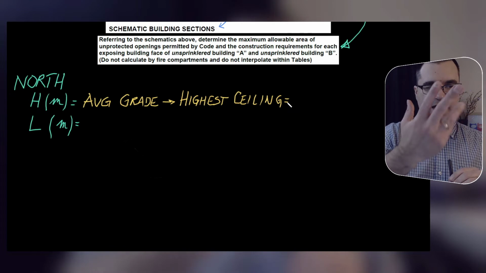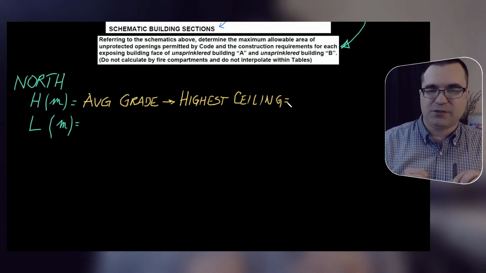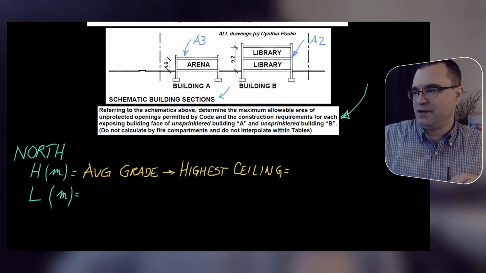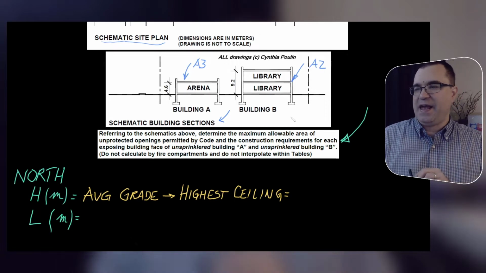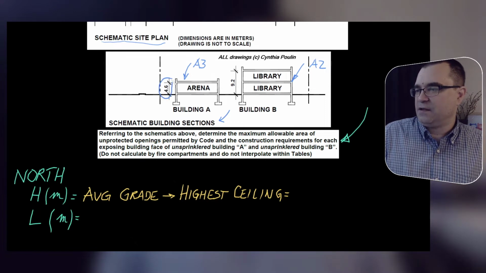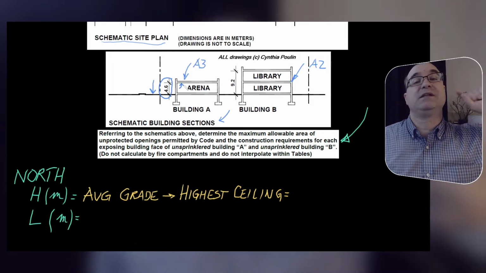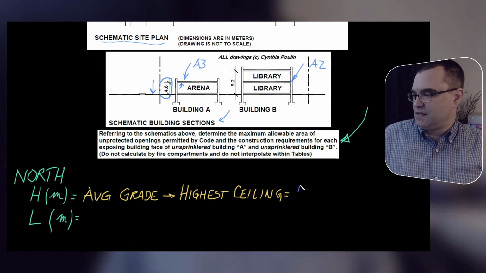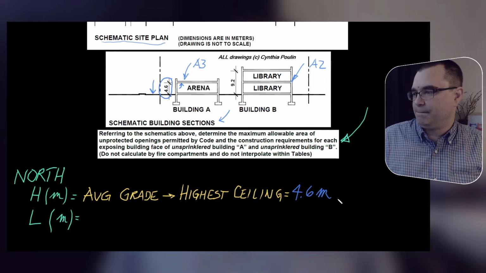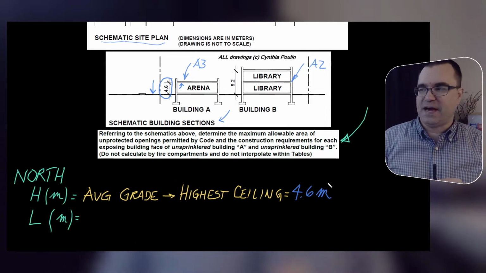For the purposes of our tests, final exams, that kind of thing, these will be obvious. Okay? You don't have to go and search for them. They should be obvious for you to do. So let's go look at this. For building A, the dimension that I'm looking at is right here. Okay? It goes from average grade to highest ceiling. Not to the top of the roof, but to the highest ceiling. In this case, it's 6 meters.